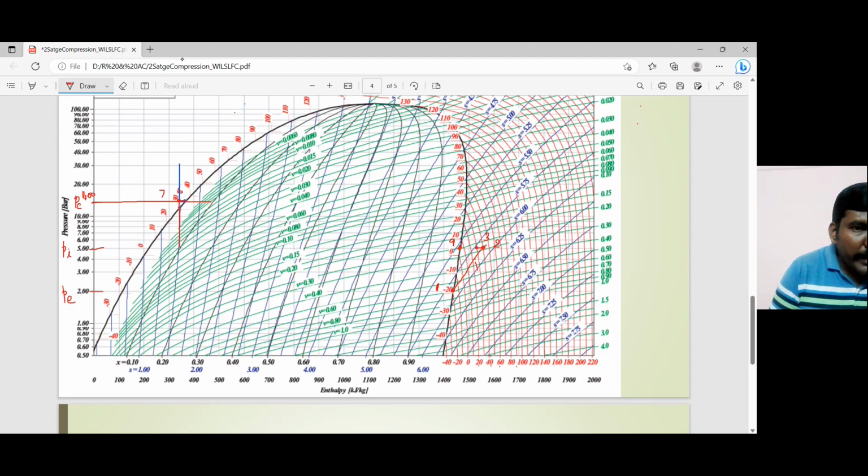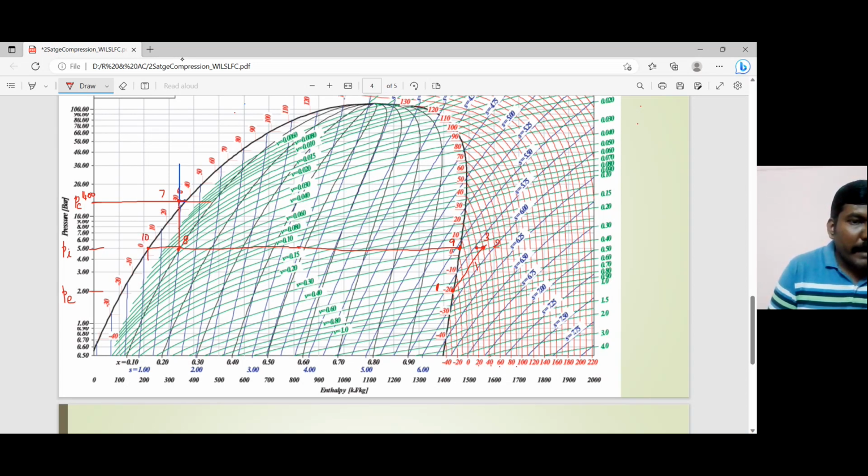I have to drop a perpendicular till it reaches the 5 bar pressure line. So this is going to be my point number 8. From 8, I travel along this line. So this is my 8, 9. And then to the left side, this is my point number 10.